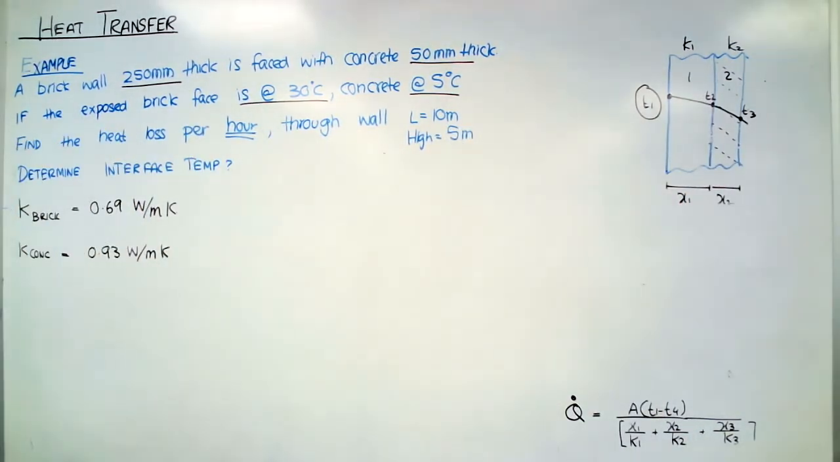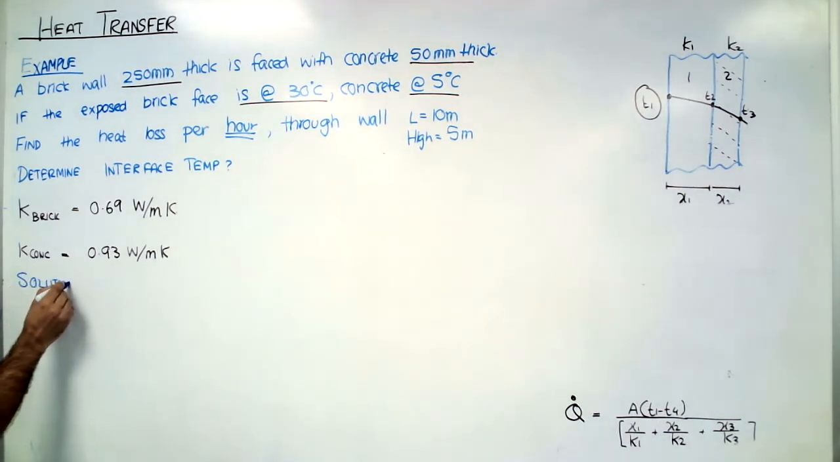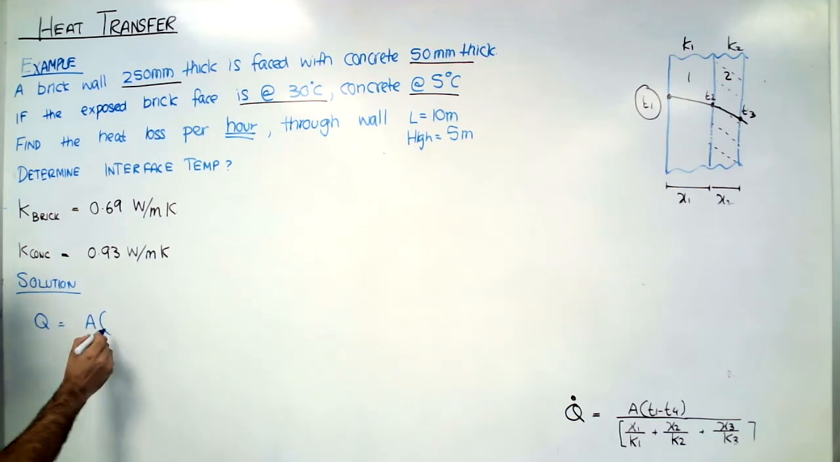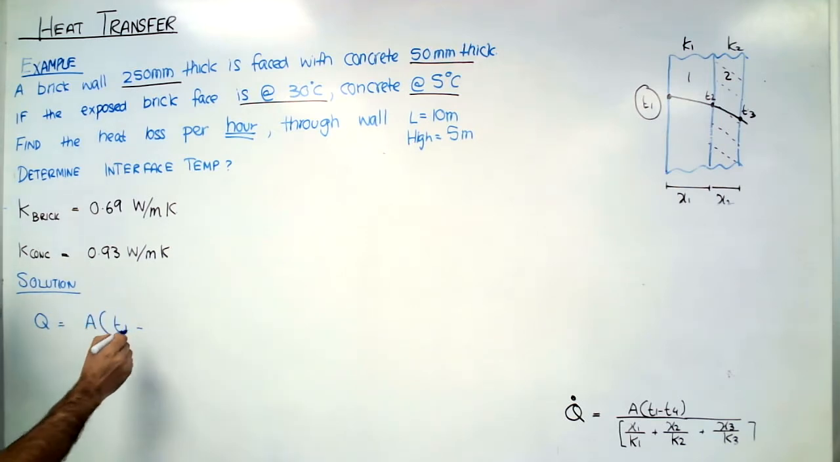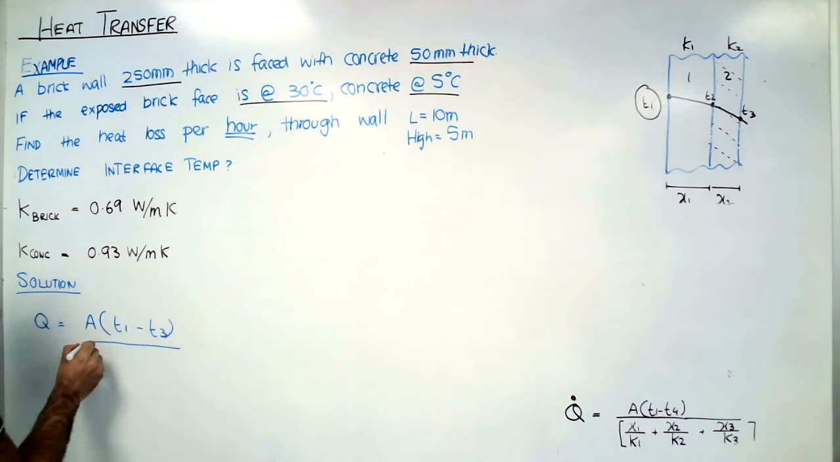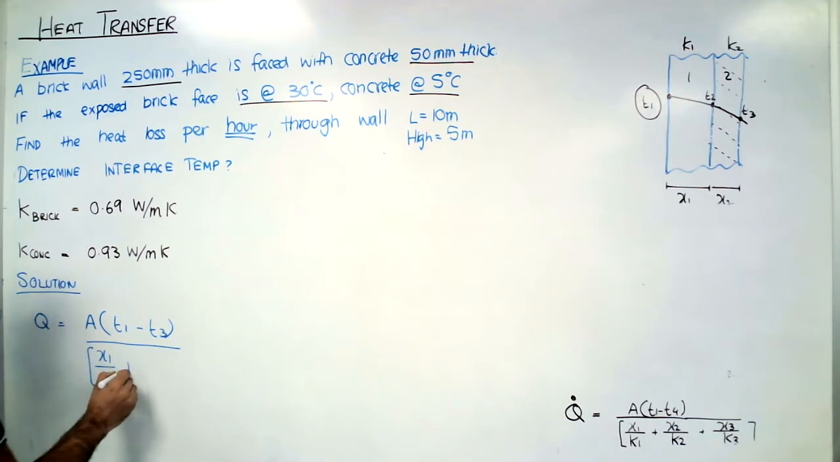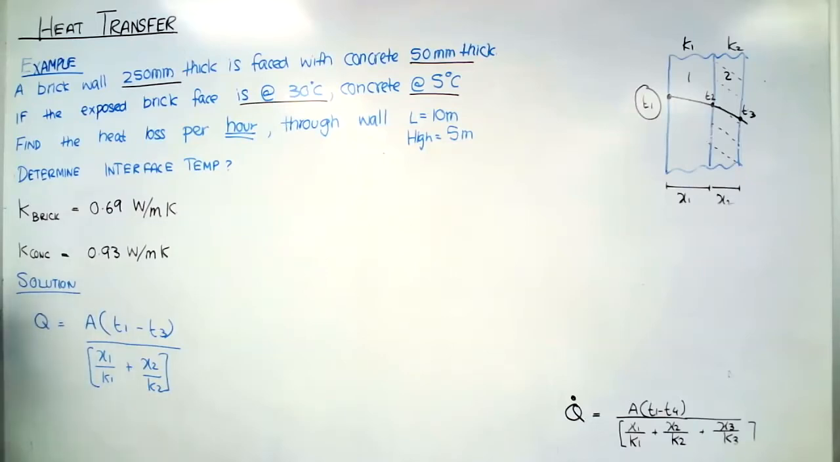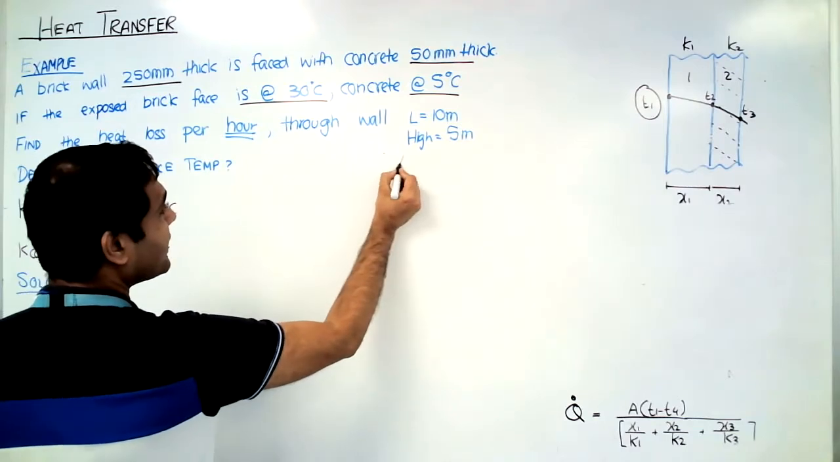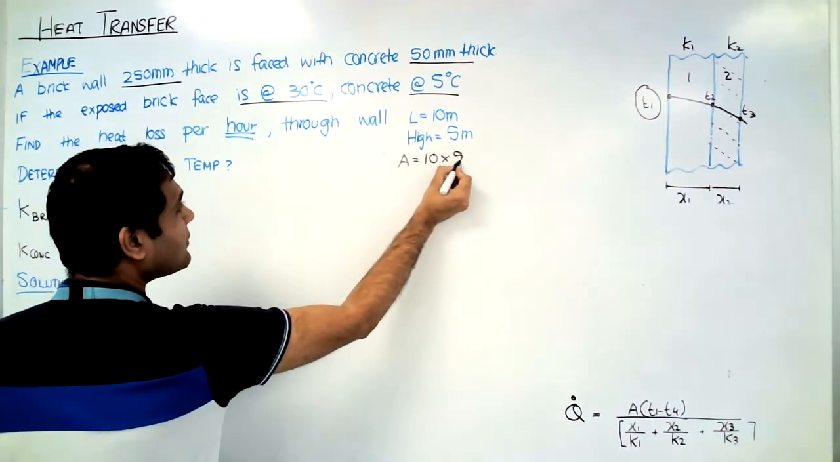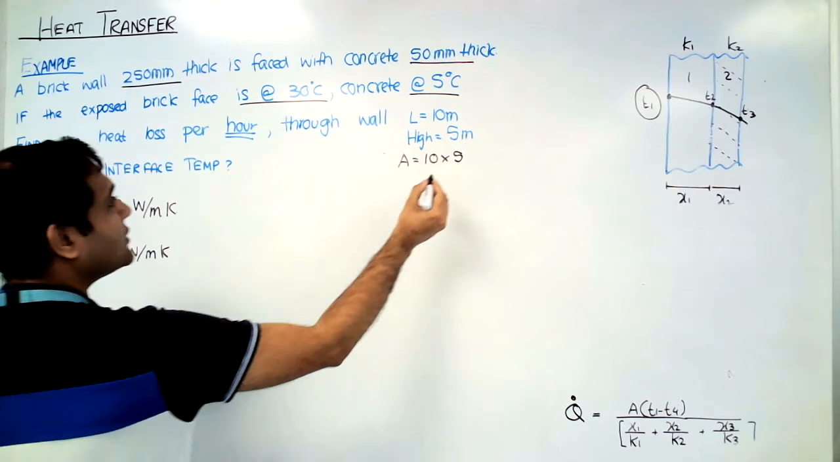So first we use that formula: T1 minus T3, divided by X1 over K1 plus X2 over K2. Now we need to find the area first. We can find the area from here. So I got the area as 50 meters square.